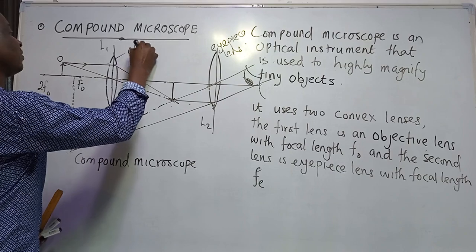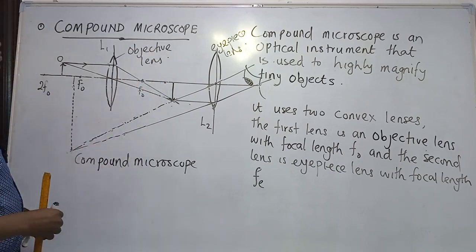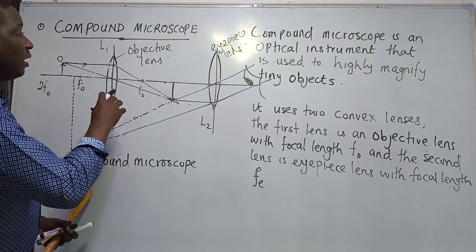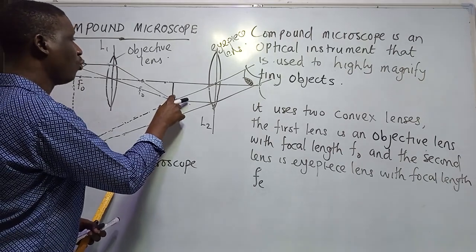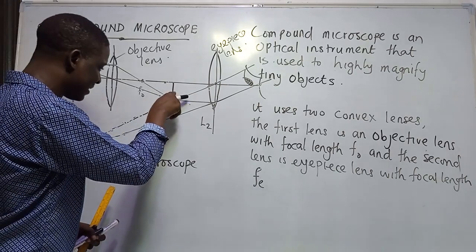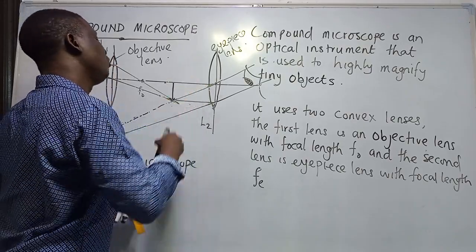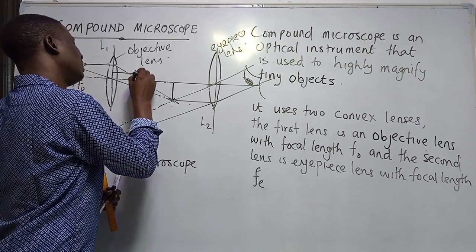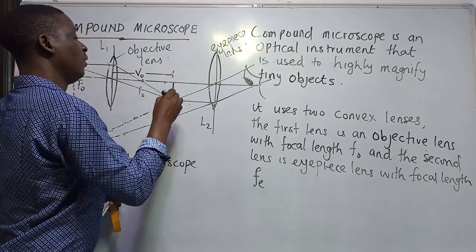This objective lens. The first image of this objective lens is what will now form, or the image of this object through the objective lens is this one. Now from here to this place is what we call the image distance of the objective lens.